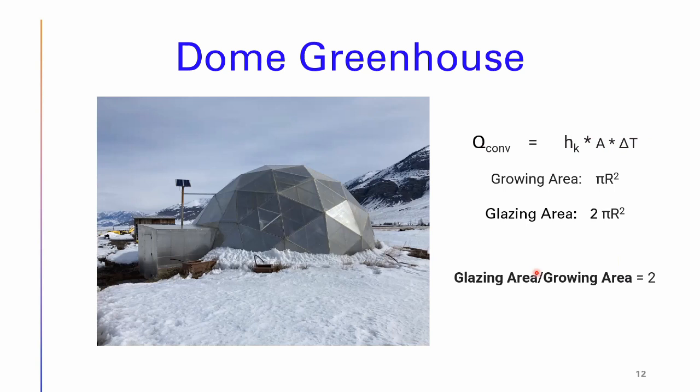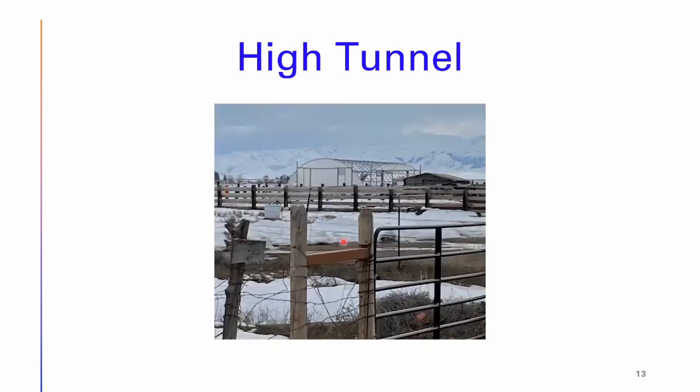So if you look at a dome, the surface area of a sphere is 4 pi r squared. So half of a sphere is 2 pi r squared. Your growing area is the floor surface, pi r squared. So if I divide the two, 2 pi r squared divided by pi r squared is 2. So that's my ratio. Let's use that as a benchmark as we continue, just to think about a few things. So let's talk about high tunnels really quick.